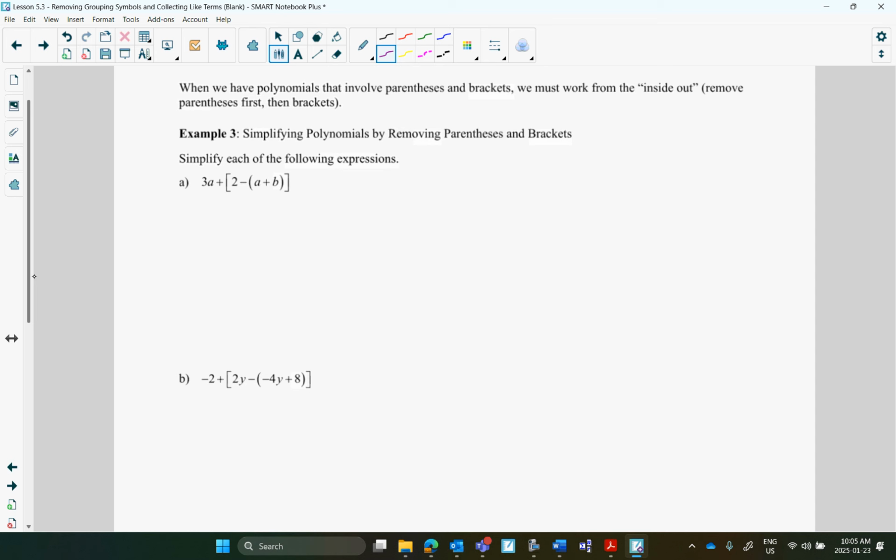Okay, here we've got parentheses and we've got brackets. So brackets is just another type of grouping symbol. So what we have to do when we see parentheses and brackets, take out the parentheses first, then take out the brackets, then collect like terms. So 3 steps. So my first step, the only thing I'm taking out, everything else is going to be exactly the same. The only thing I'm taking out is the parentheses.